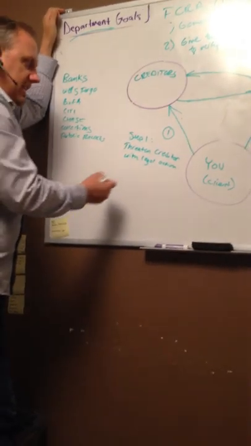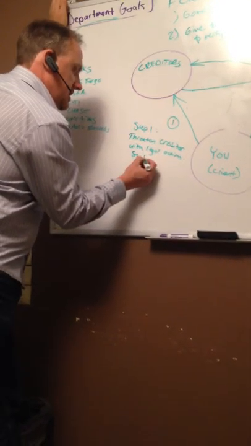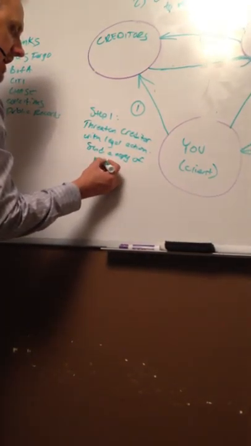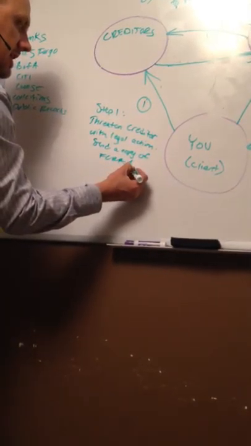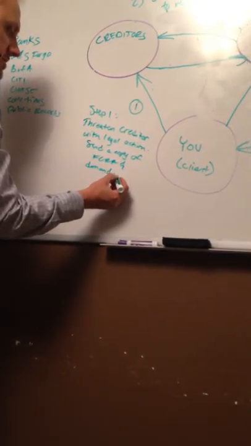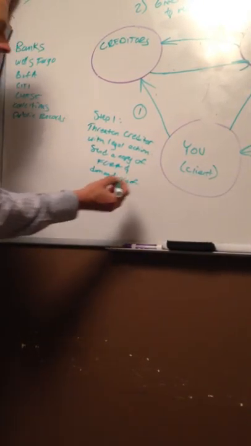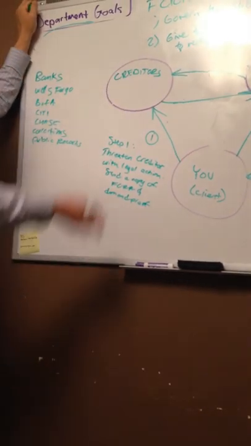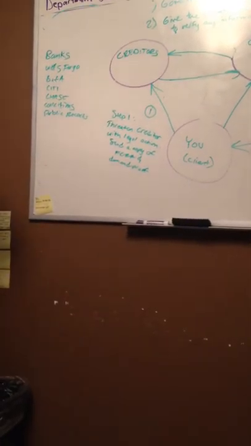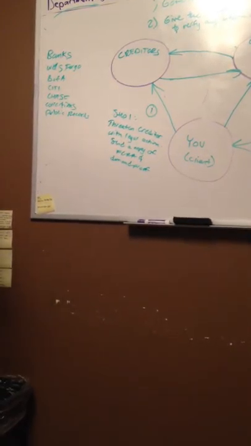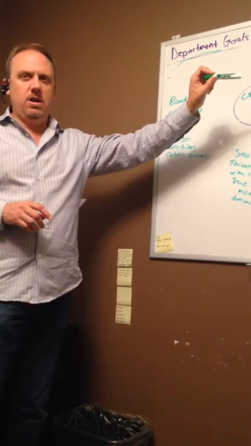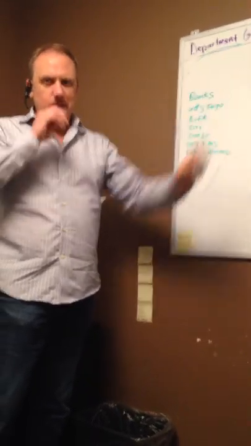We threaten the creditor with legal action. We send a copy of the FCRA and demand proof. Why do we do that? Your best guess. Why would I go to these guys and threaten Macy's? Why don't I just do what everybody else does and write a letter? It's okay if you don't know. The reason is because we don't want that creditor to respond in 30 days later on. Remember the 30-day thing?